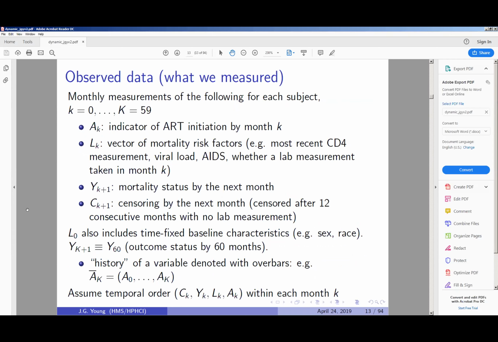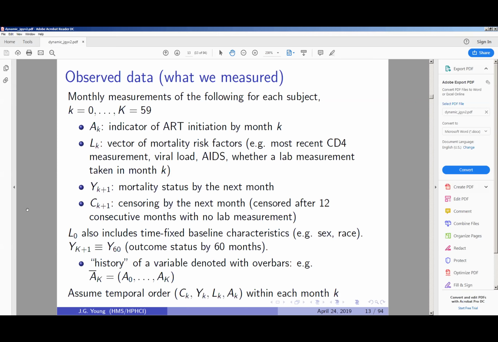Okay, and so now I'm going to introduce, I'm trying not to be super notation heavy in this talk, but there is going to be a little bit of notation. So this just formally describes what we measure in this HIV-CAUSAL data set.